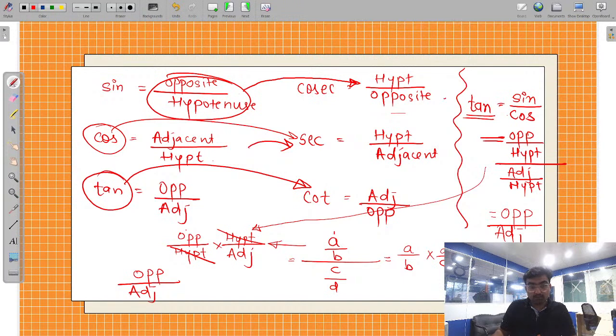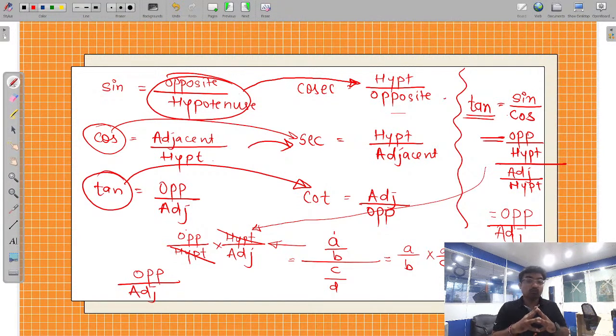Okay, fine. So you got it now, how to remember tan and all the other ratios, right? For sine it is opposite upon hypotenuse. For cos it's adjacent upon hypotenuse. For tan it's sine upon cos, or you can remember it as opposite upon adjacent also. Then tan is reciprocal of cot, sec is reciprocal of cos, and cosec is reciprocal of sine.